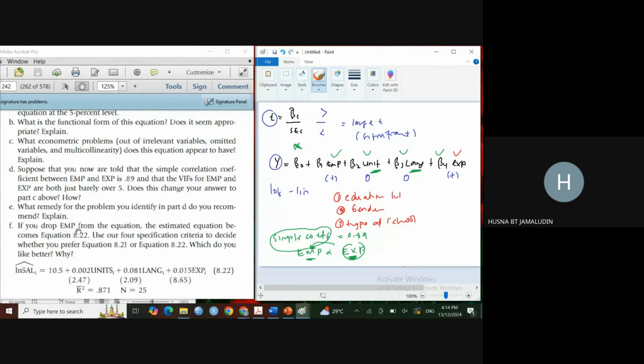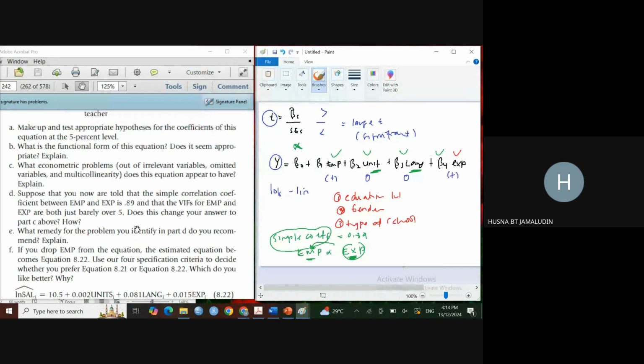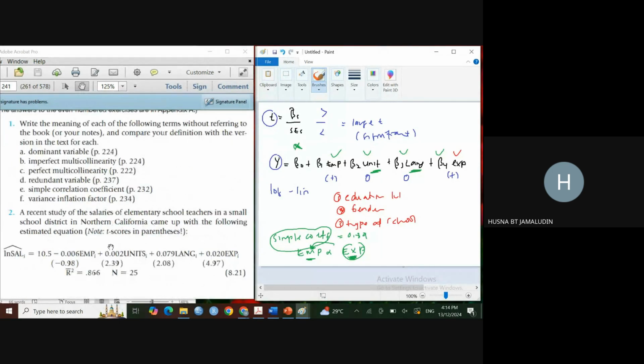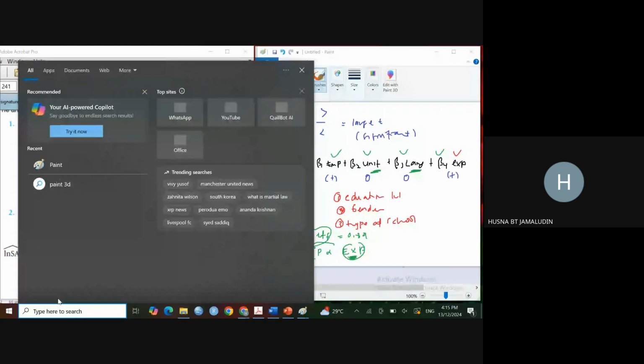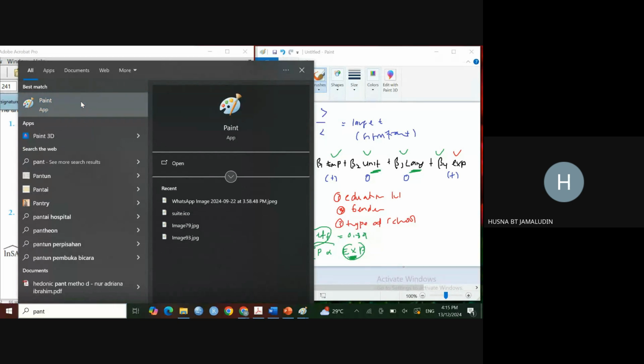If you drop EMP from the equation, you're going to have this estimated equation. Which do you like better? This is your new equation without the EMP, and then the previous one with the EMP. Okay, so let's see. You have to look at the R bar square previously. Okay, I think I have to use a different one.